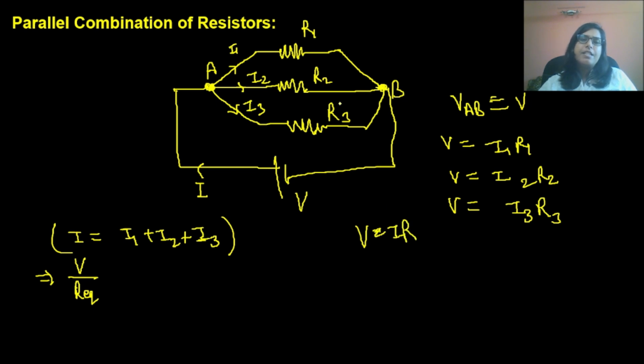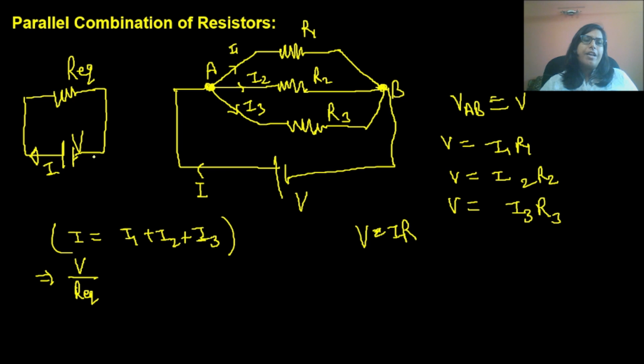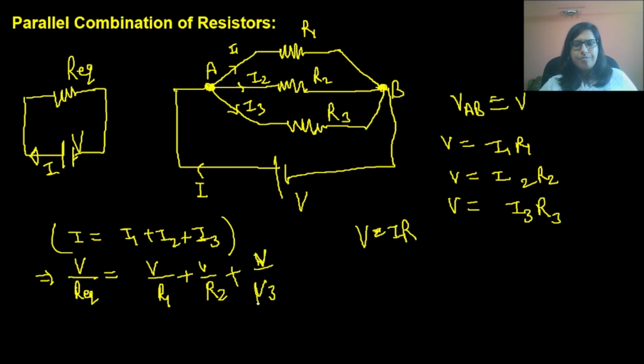If we replace this with a resistor which is equivalent to these resistors, then this circuit will be like this. This is current I and this is the voltage. Then we can write V equals I into R equivalent. So we can write I equals V upon R equivalent, and I will be V upon R1 plus V upon R2 plus V upon R3. This is V upon R3.